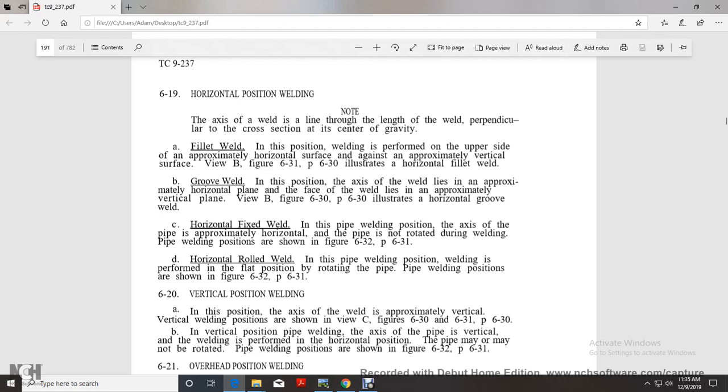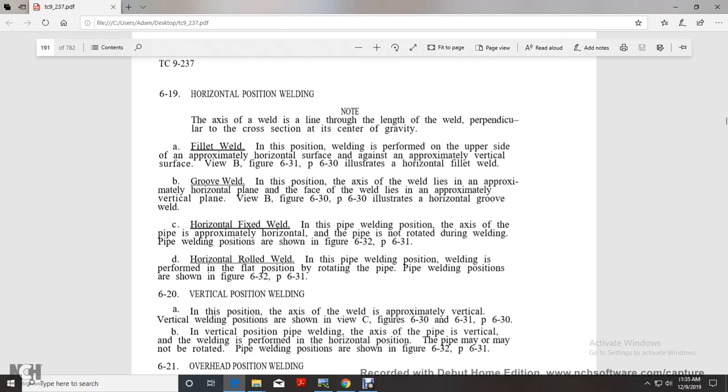Horizontal position welding. The axis of the weld is in line with the length of the weld, perpendicular to the cross section. For the fillet weld, the weld is performed on the upper side of an approximately horizontal surface against an approximately vertical surface. View B, Figure 631, page 630, illustrates the horizontal fillet weld. For the groove weld, the axis of the weld lies approximately in the horizontal plane with the face of the weld in an approximately vertical plane. View B, Figure 630, page 630, illustrates the horizontal groove weld.